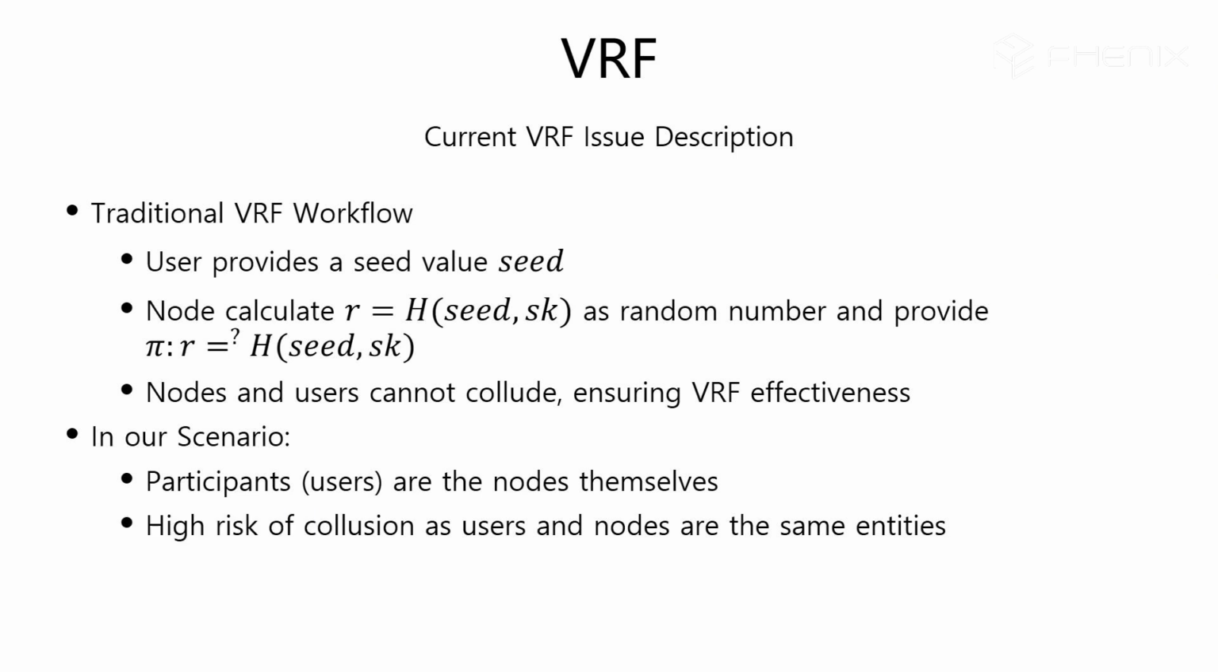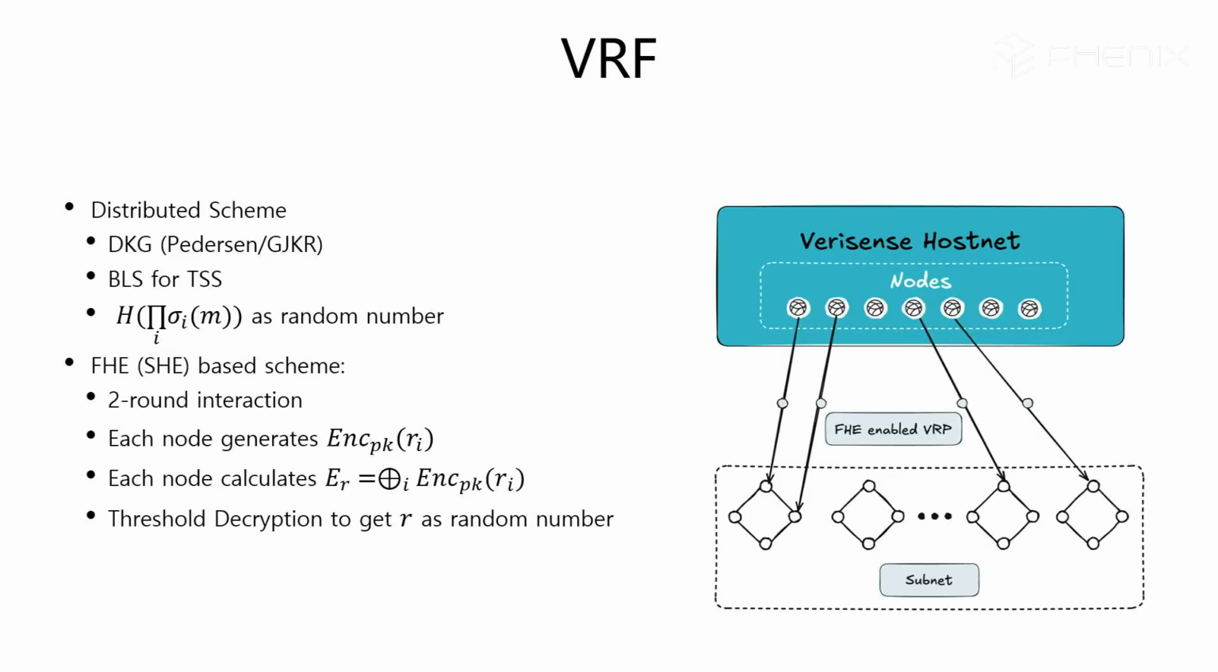So VRF is quite simple. I guess people know that once a user gives a seed, the validator would probably use a hash proof, right? But in our case, user and node are the same party, which leaves room for collusion. In order to avoid this, we implement an FHE-enabled VRF just to make it a little more secure. So I don't think we have to go through those, because the idea is basically to make the VRF more secure.